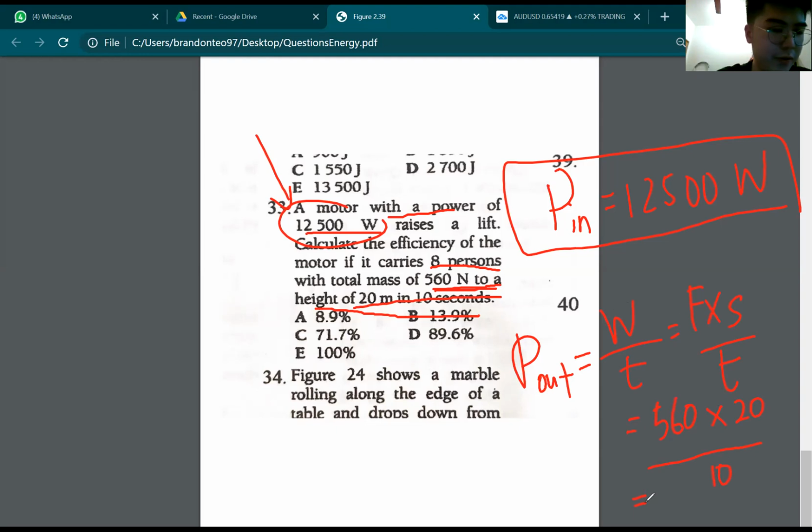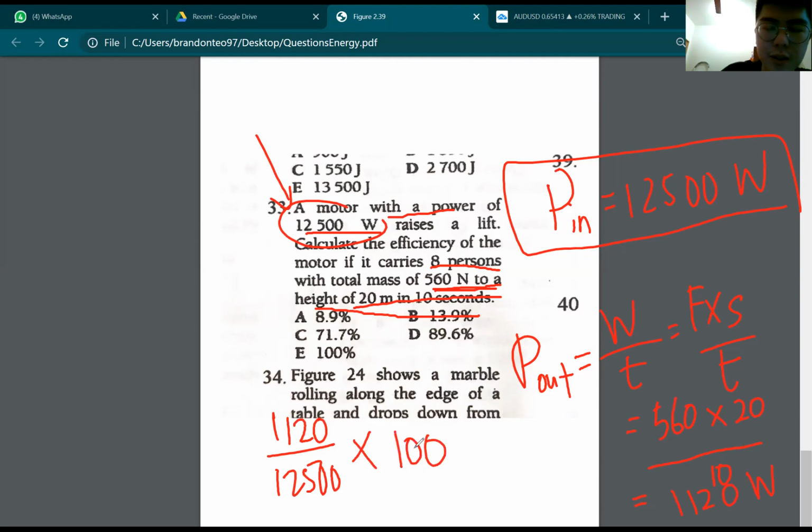So 560 times 20, then divided by 10. You have 1120 watt. Now you calculate the efficiency: power output 1120 divided by 12500 times 100, and you get the efficiency. This one I don't have to say, you just calculate it using the calculator. I think the answer is A. Very close answer.